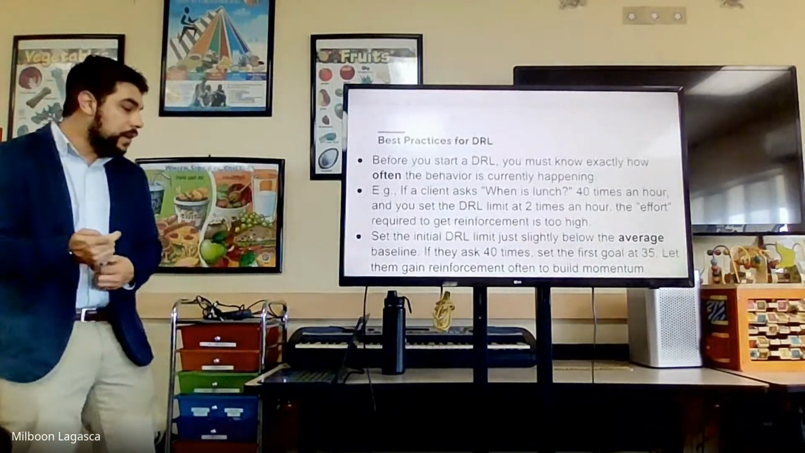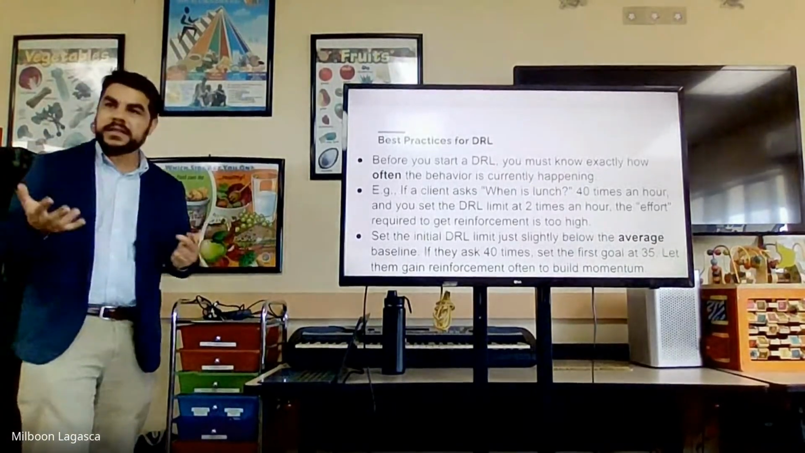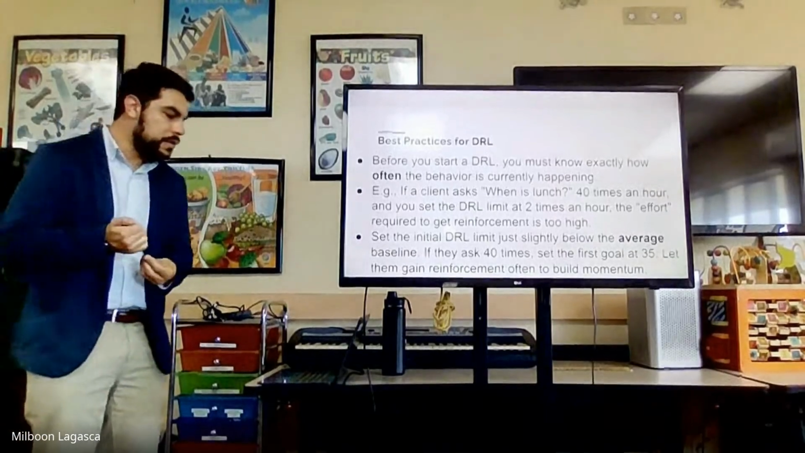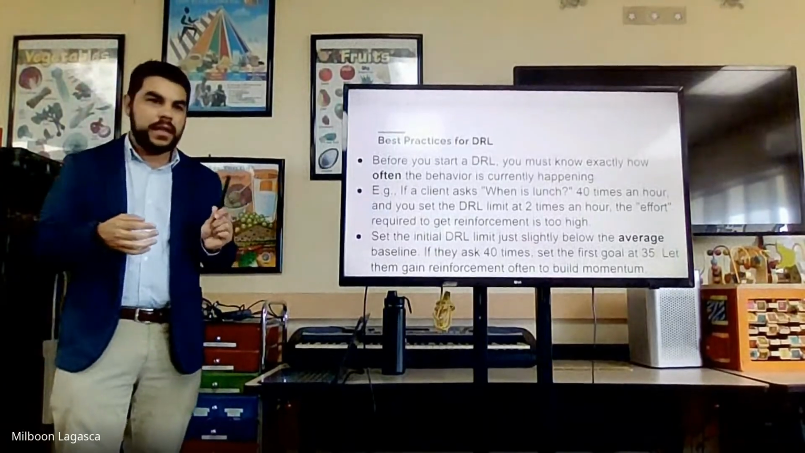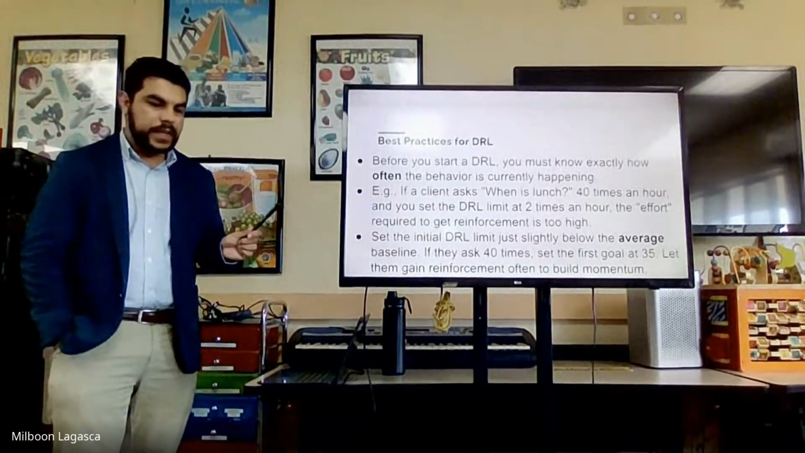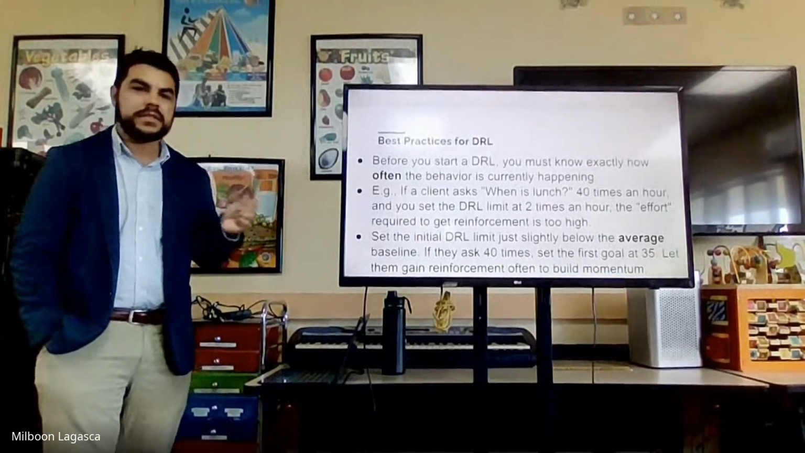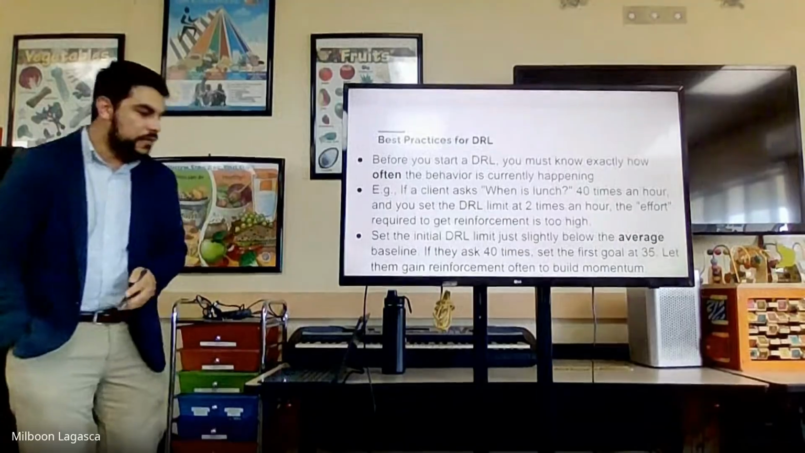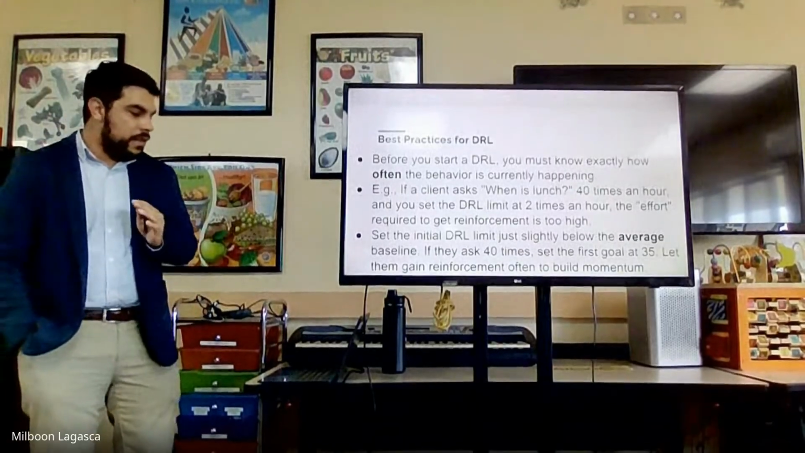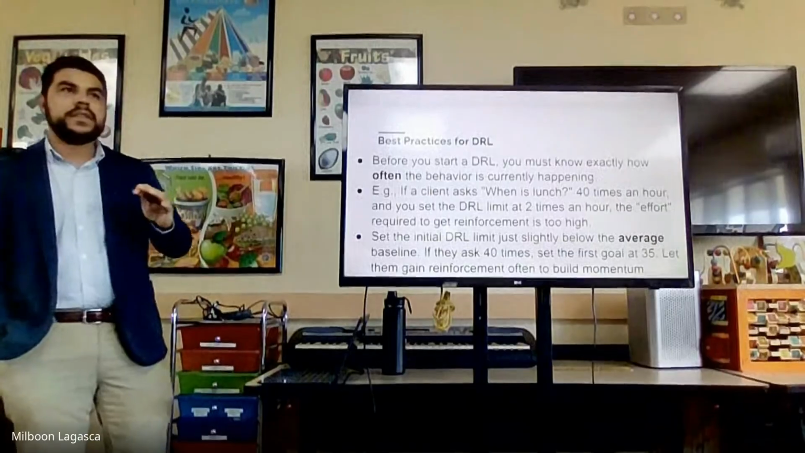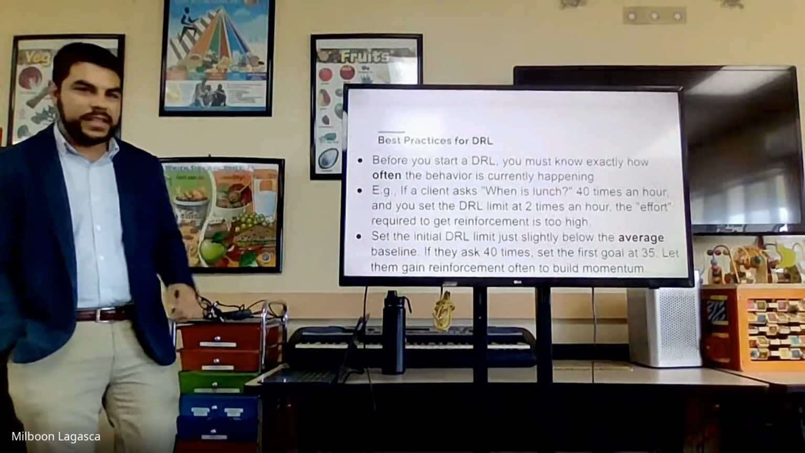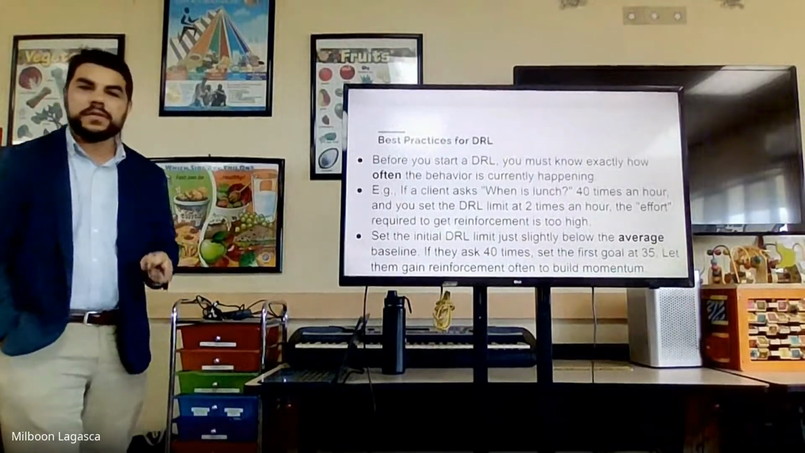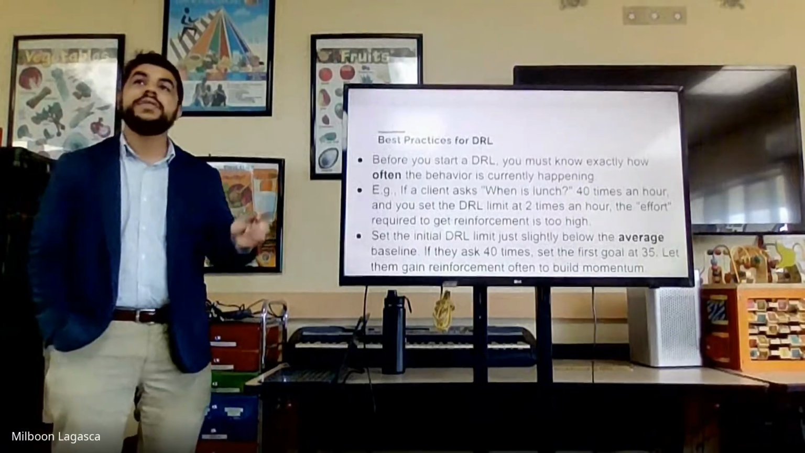And then for DRL, it's kind of similar. You want to choose an appropriate level of baseline for the number of instances for the behavior. So for instance, if the baseline for asking where is lunch is about 30 instances, then you want to start the DRL procedure at 25.